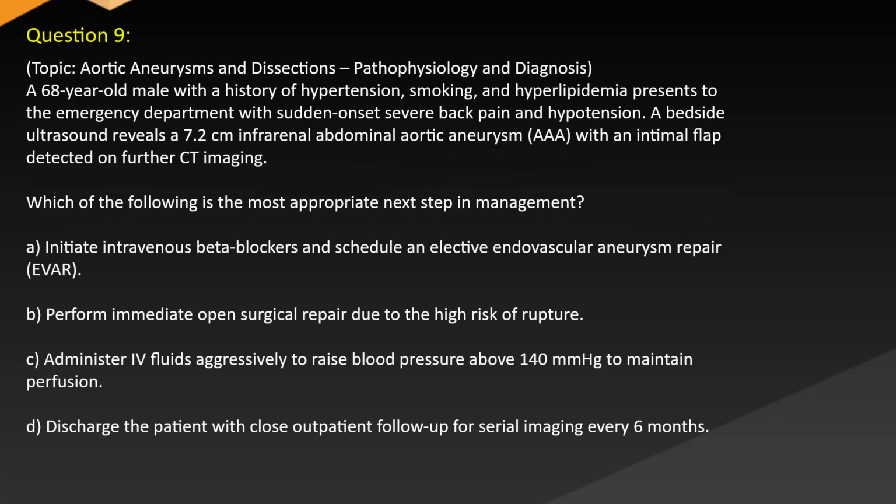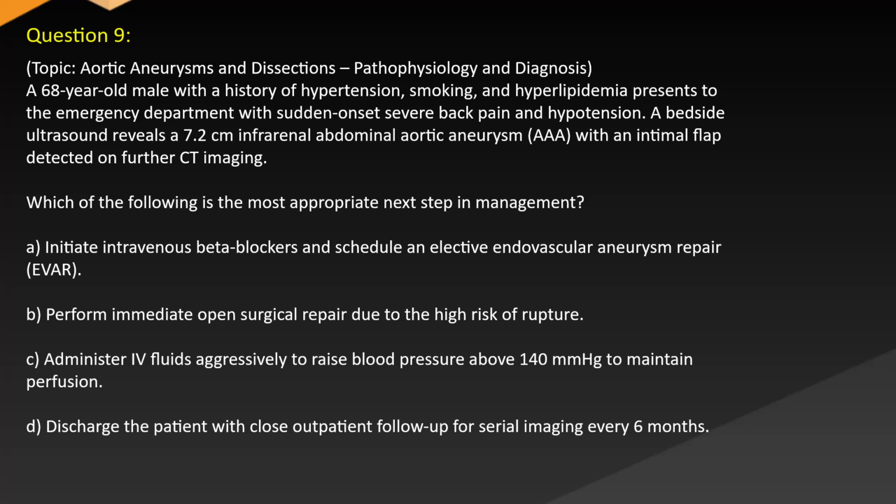Question 9. Topic. Aortic aneurysms and dissections. Pathophysiology and diagnosis. A 68-year-old male with history of hypertension, smoking, and hyperlipidemia presents to the emergency department with sudden onset severe back pain and hypotension. Bedside ultrasound reveals a 7.2 centimeter infrarenal abdominal aortic aneurysm, AAA, with an intimal flap detected on further CT imaging. Which of the following is the most appropriate next step in management?